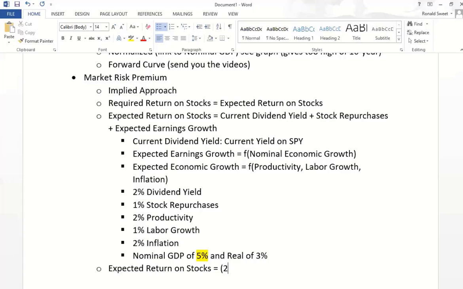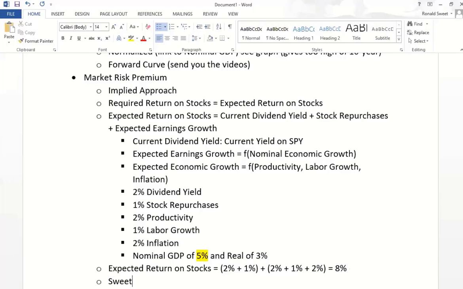You get 2% plus 1%. That gives you the buyback and the dividends. Plus 2% plus 1% plus 2%. That's productivity plus labor growth plus inflation. That gives you an expected return on stocks of 8%.